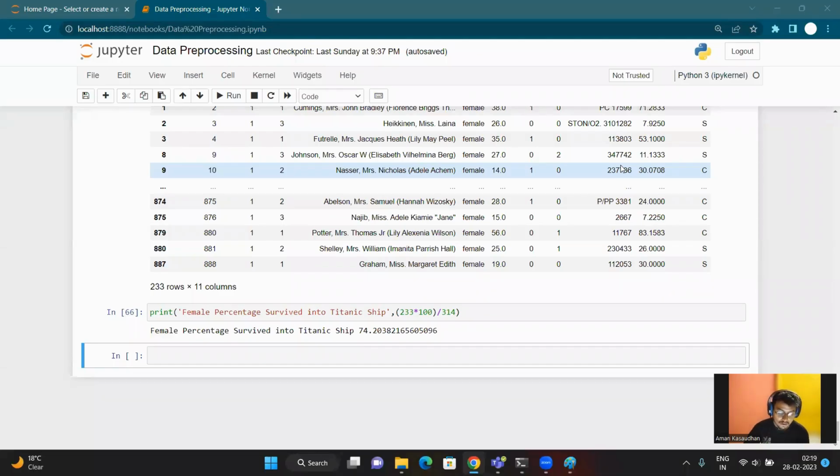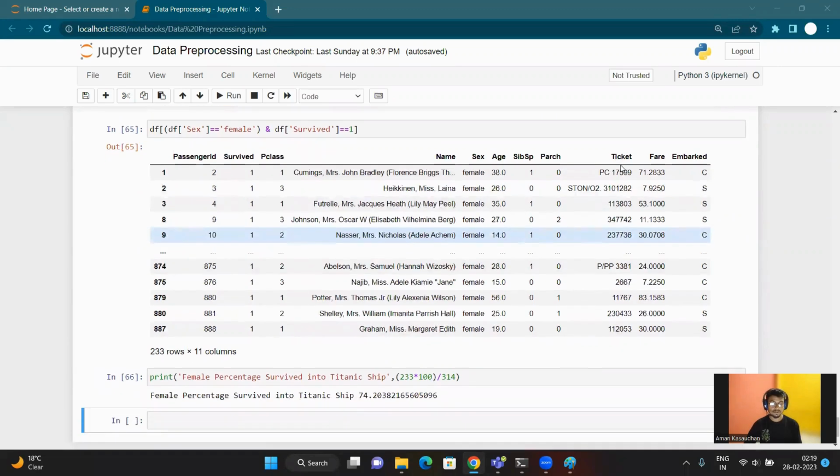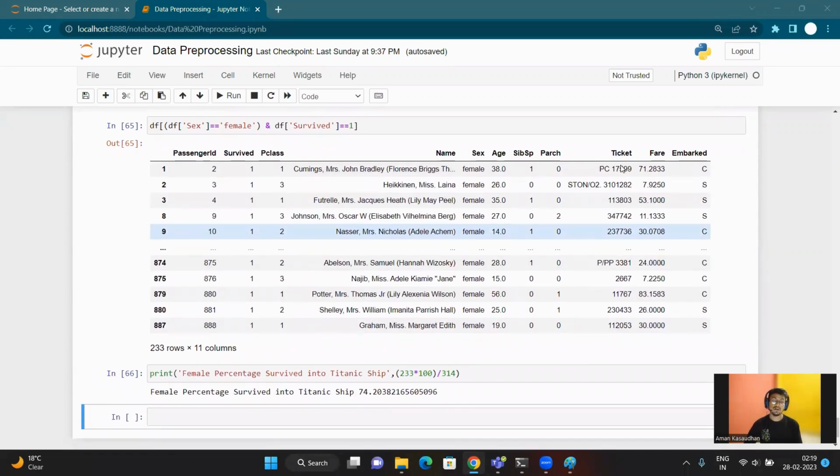Hey guys, welcome back. Now we are going to see another insight from this Titanic ship. We have seen that there was a huge difference between the male survival ratio and the female survival ratio. But what's the next insight we are going to take out? As you can understand, in the Titanic ship, probably the rich people survived more often as compared to the poor people.